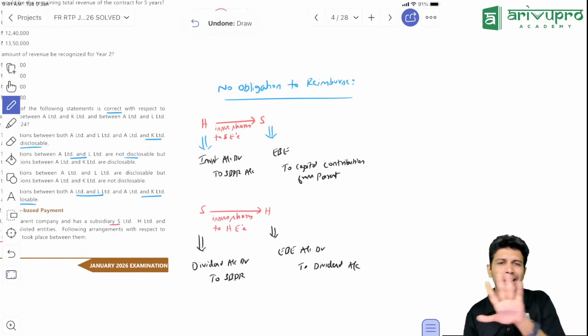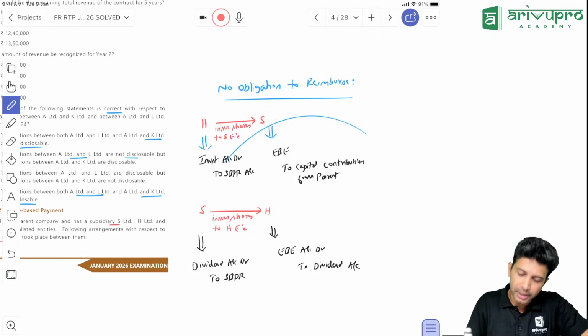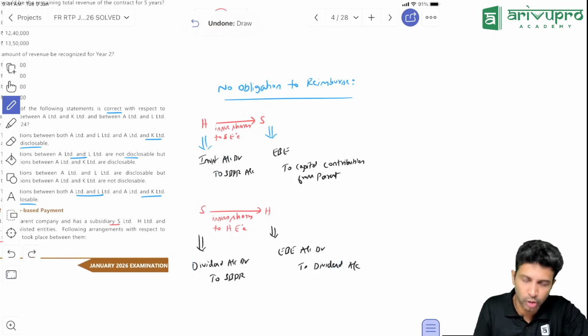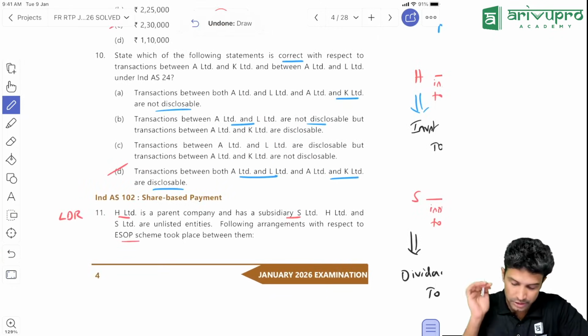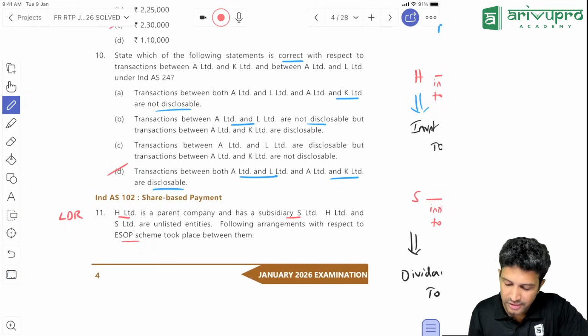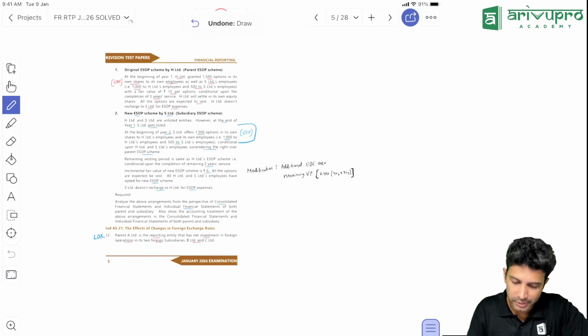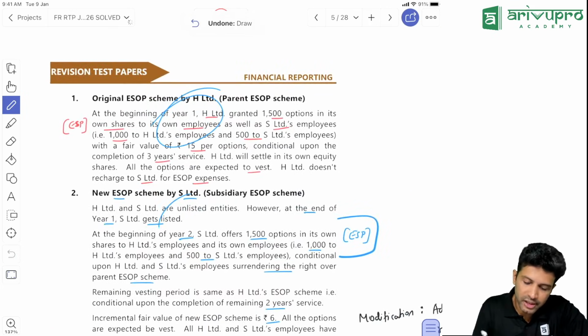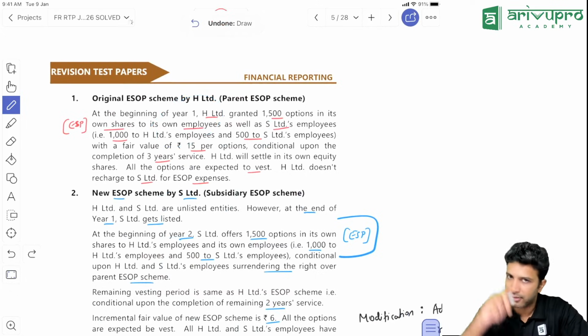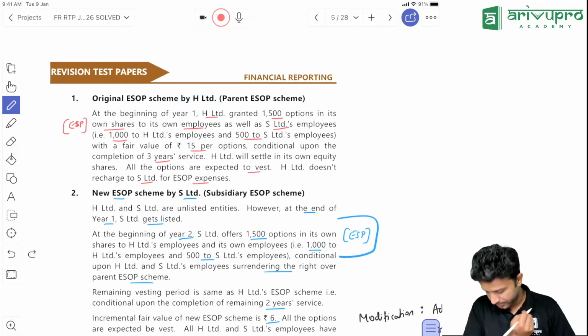This is just a quick recap of the concept. Keep this in mind when we go through this particular question. H is parent, S is subsidiary. H and S are unlisted entities. Some ESOP arrangement has taken place. This is the original scheme and some new scheme they have agreed upon. First, let's go through the original part of it.